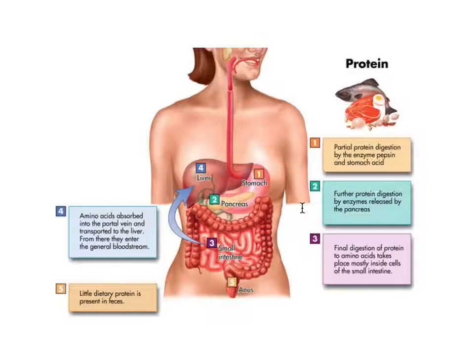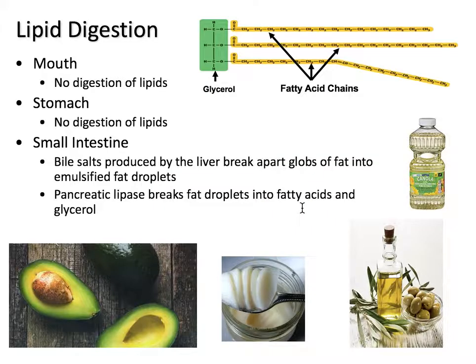Okay, here is a nice overview of protein digestion, and I will include this picture for you so you can take a closer look. The last one is lipid digestion. In the mouth, we don't digest lipids. Mouth is for carbs. No lipid digestion in the stomach either, so that leaves us with the small intestine.